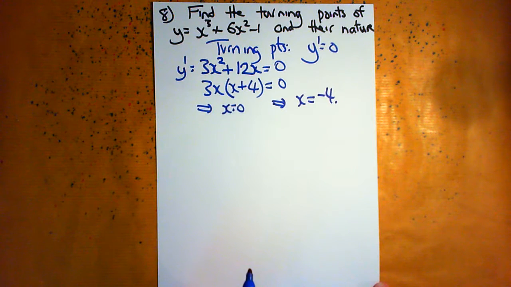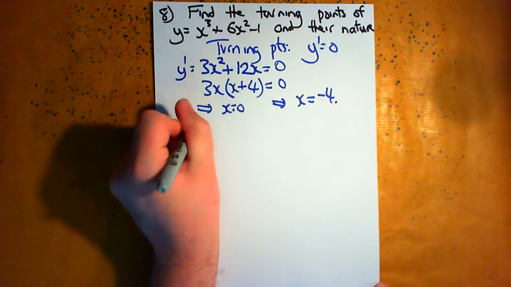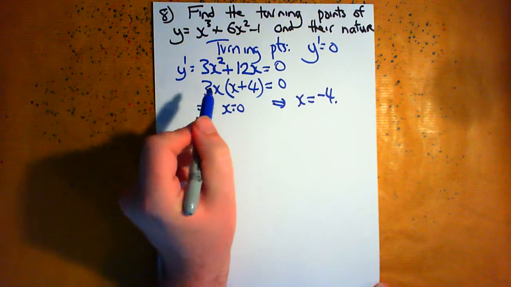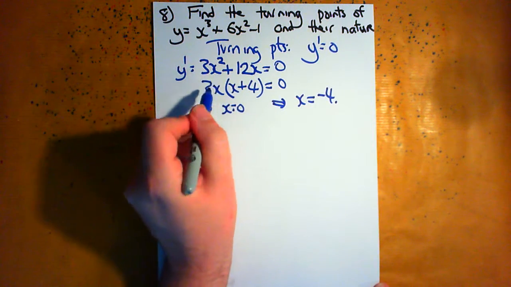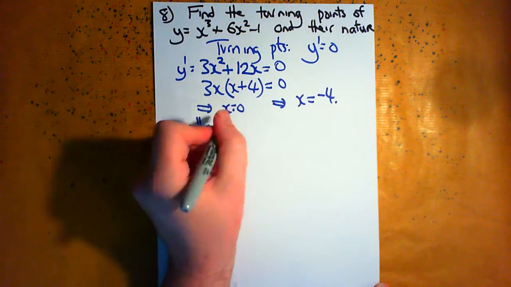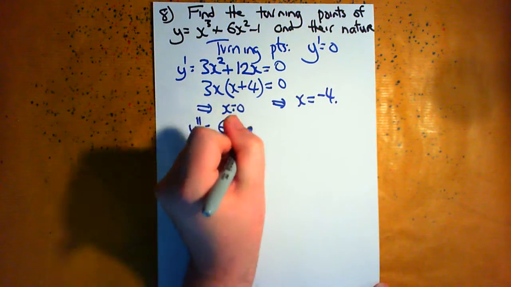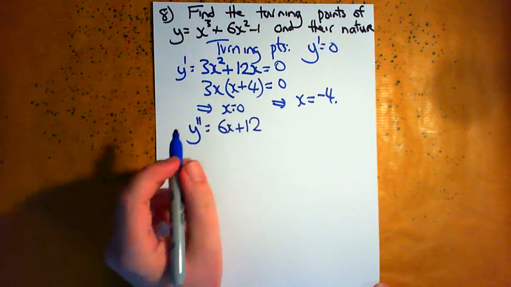Now we'll need to work out which of the 2 points is a maximum and which is a minimum, which is what we mean by their nature. So in order to do that, we'll need the second derivative. So let's get that now. 3x squared, differentiate that, we get 6x, and 12x differentiates to 12.